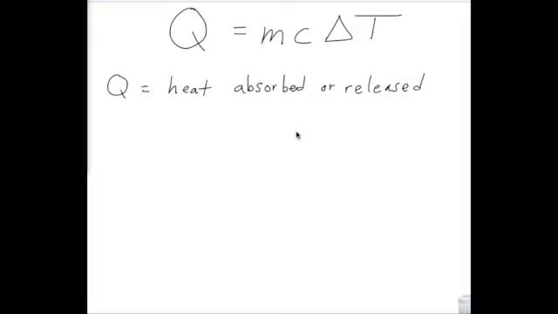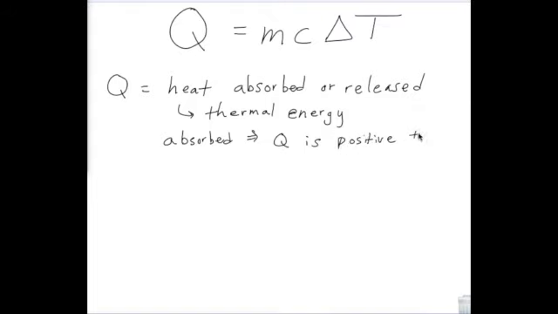If the heat is absorbed, it means that heat is gained and the total energy of the material increases. So Q is positive. So Q, the heat, is a type of thermal energy. It's a type of energy, we call it thermal energy, or just heat. It's the amount of energy that we're adding to or taking away from a substance. So if it's absorbed, that means Q is positive. If it's released, if it releases thermal energy, that means Q, the heat, is negative.